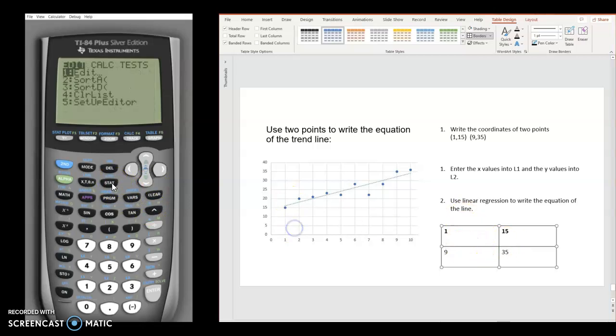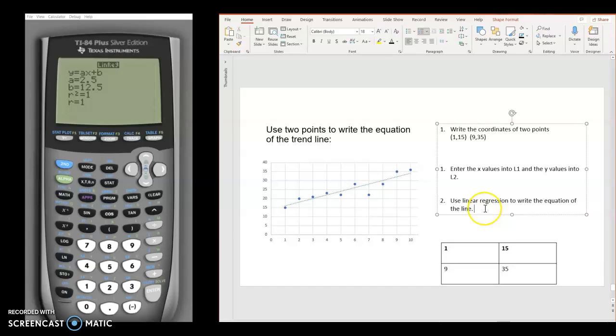So what I'm going to do is go to Stat and then Edit. L1, I'm going to start off by clearing it. So I'm going to go up, clear, enter, and then here I'm going to go up, clear, and then enter. In my left side, I'm going to enter my X values. So I have 1, and then I have 9. On the right side, I have 15, and then I have 35. And then I can do my stat, arrow to calculate, choose option 4, click enter until you get to calculate and hit enter again. And now it does give me the equation of the line. The equation of the line that models this data is going to be y equals 2.5x plus 12.5.